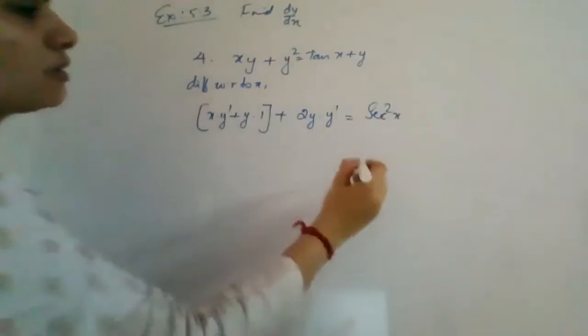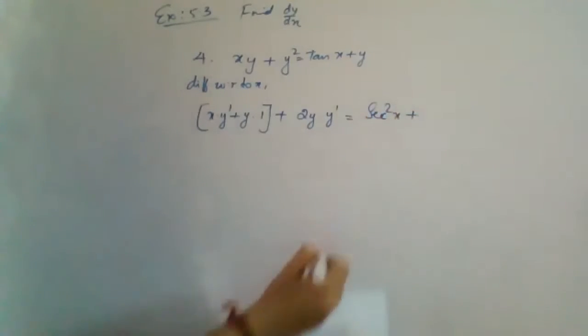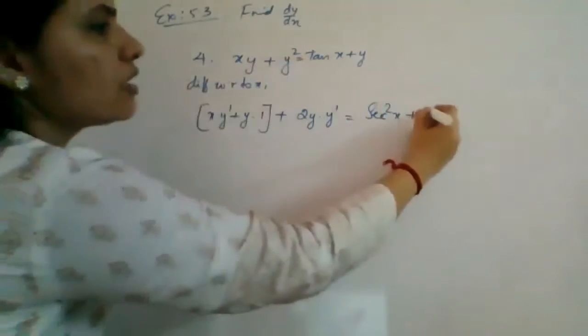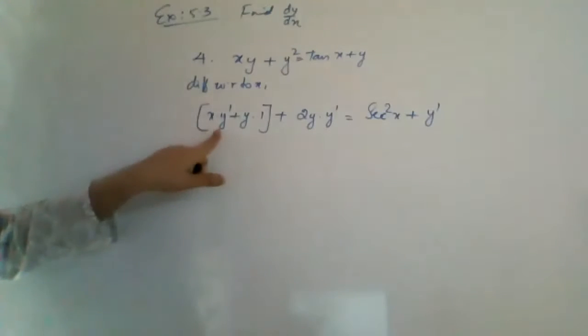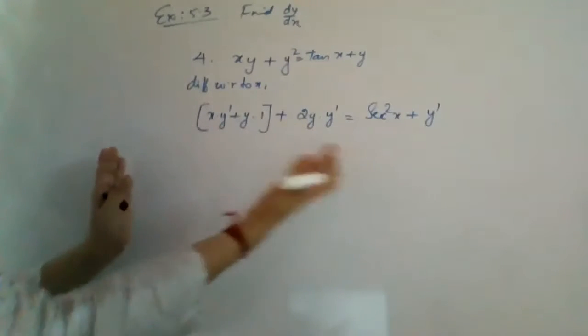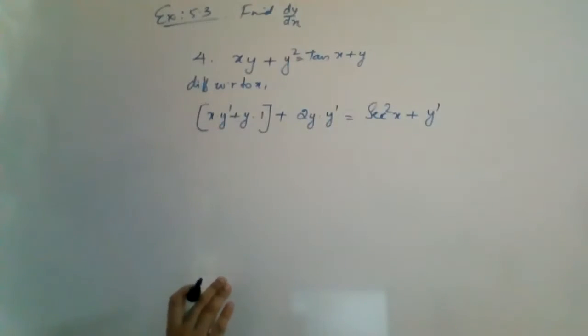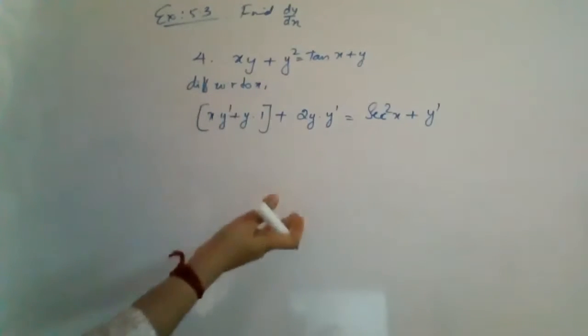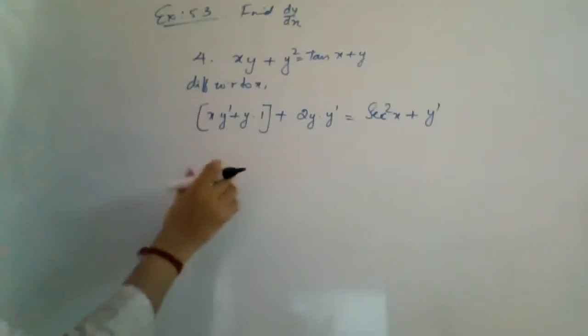Sec square x. Okay. Plus again derivative of y will give you y dash. You see y dash, y dash. Now what you have to do is collect all the y dash terms together. Remaining will be on the other side. Then you take the remaining part also.